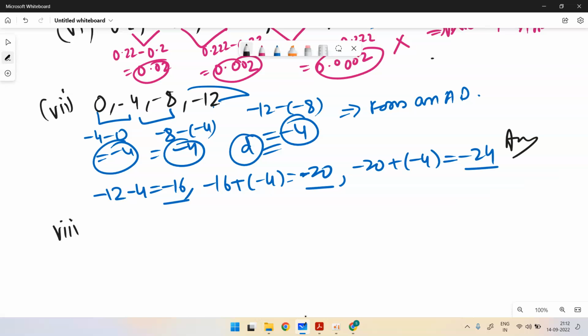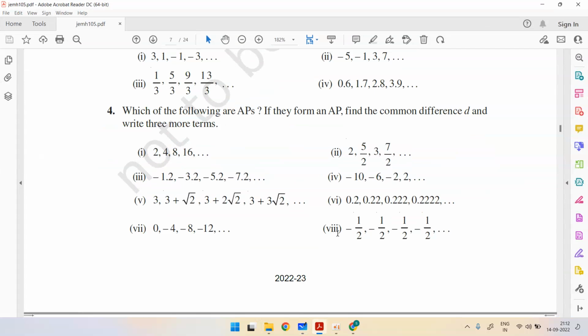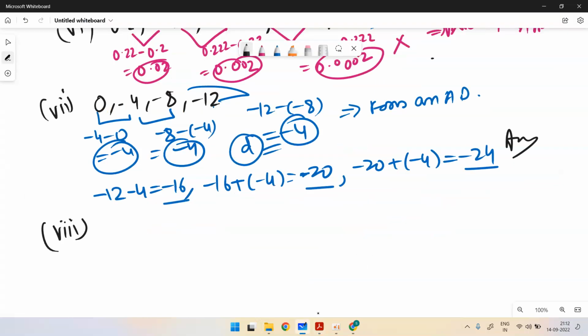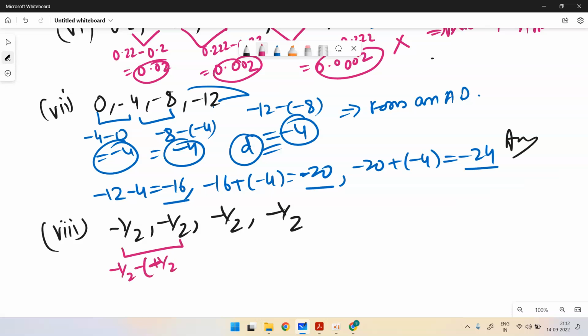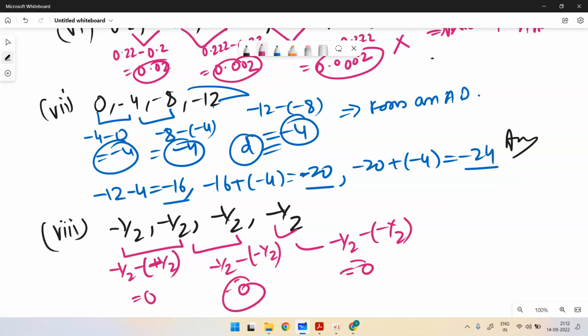Next is the eighth part. The eighth part is minus half, minus half, minus half, minus half, and so on. If you calculate the common difference, minus half minus of minus half is minus half plus half, which is 0. Next, this is also minus half minus of minus half, which is 0. From here also, it is 0. So the common differences are equal, which implies that this is an AP.